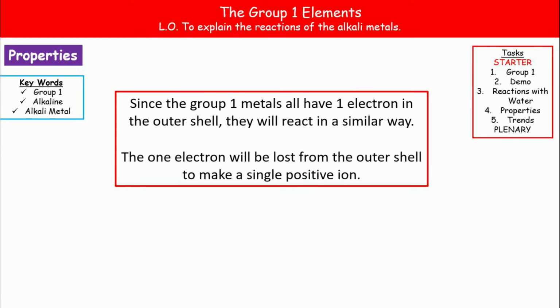What we've said is that they've all got 1 electron in their outer shell in group 1, so they're all going to react in this similar way. The reason that happens is that that 1 electron is going to be lost from the outer shell to make a positive ion, and that positive ion is going to have a single positive charge. So when we form a sodium ion, it's going to be Na+, potassium ion, K+, and so forth. Make sure you've got those 2 sentences written in your books.